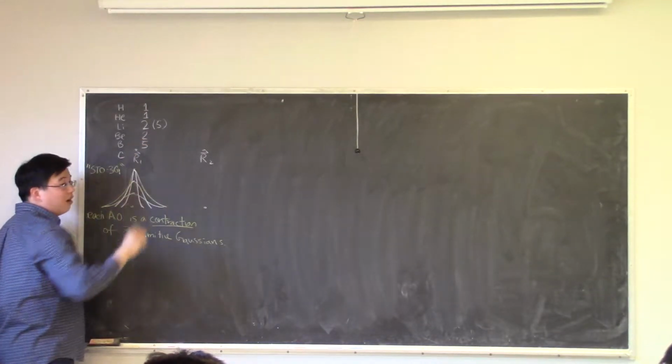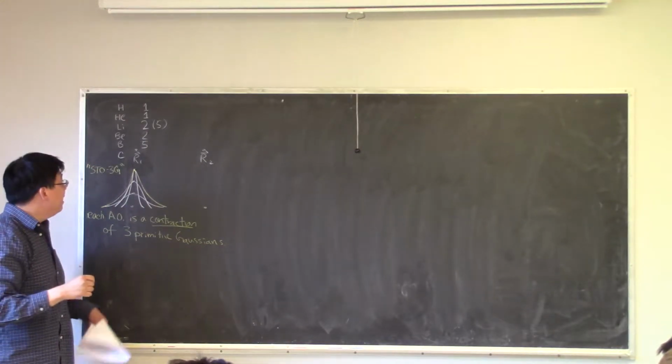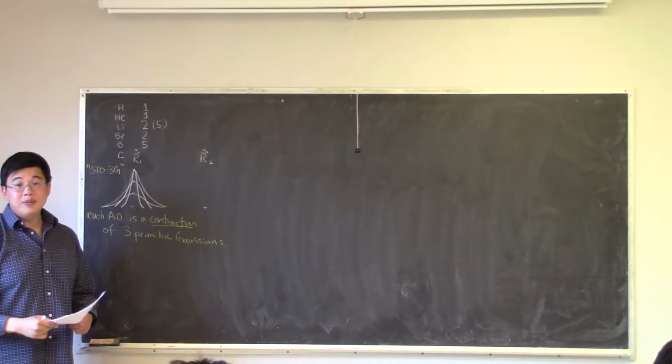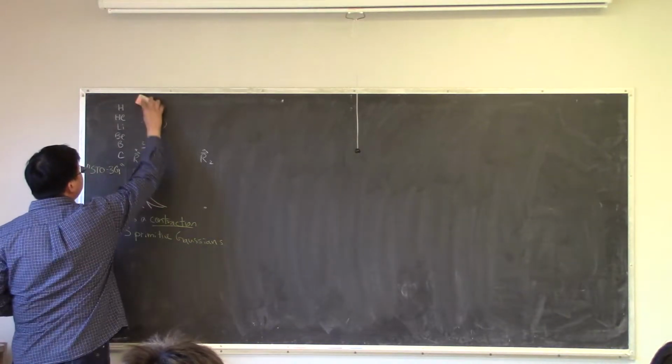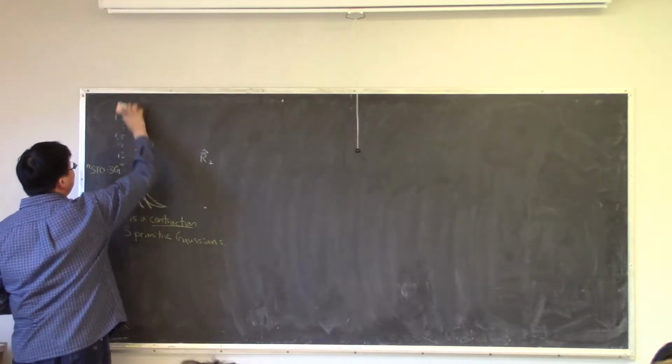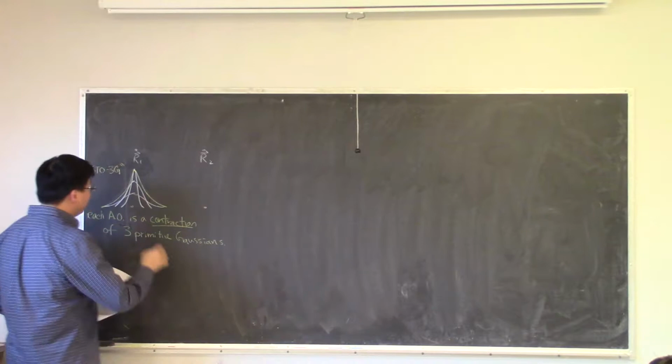For boron there are now 5, right? Because you're starting to occupy the 2p orbitals, and there are 3 of them. And for carbon there are 5, and all the way up to neon there are 5. Okay, so we'll talk more about basis sets later, and now let's go back to this problem.